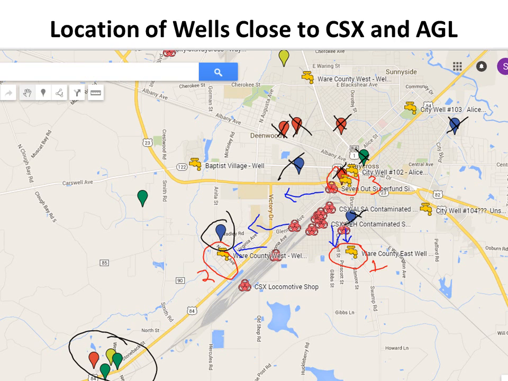The third well that we're concerned about is within the downtown Waycross area. And it is a city well. So the city has 2 wells in the downtown area. One of them, the one closest to CSX, they have taken offline.